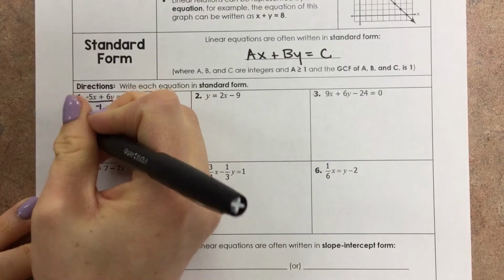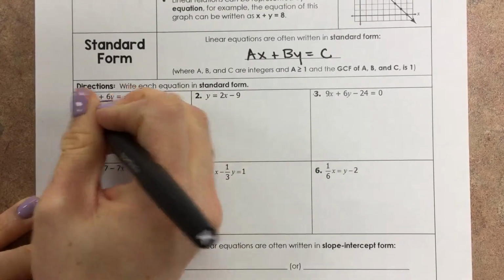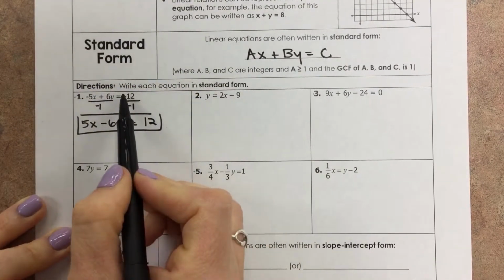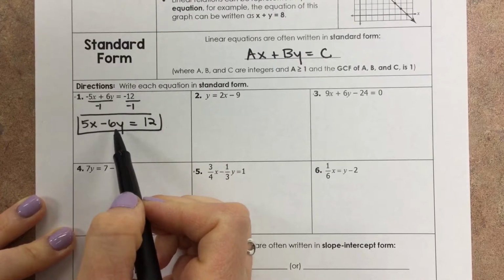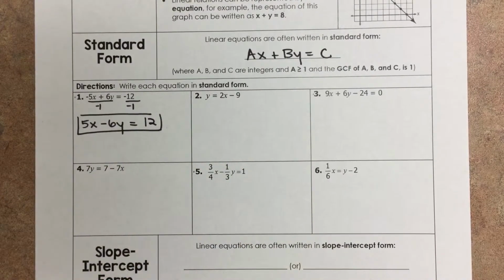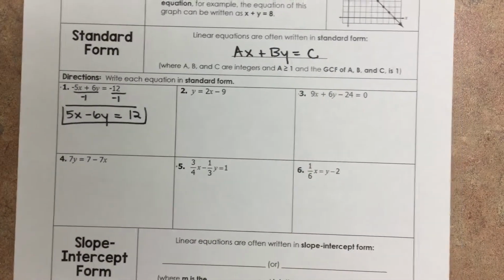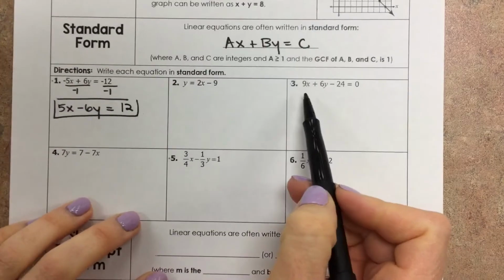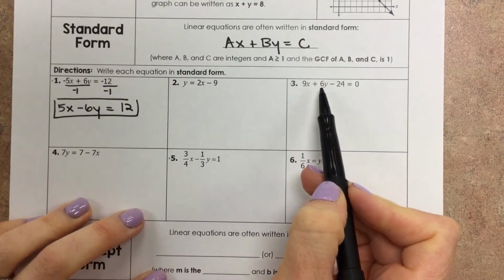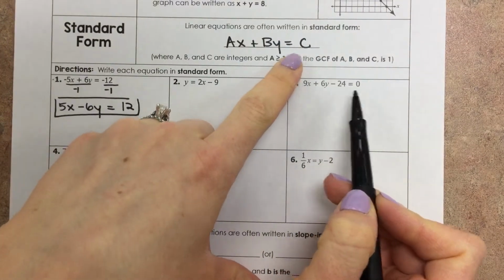The reason that we have all these rules is because there needs to be one right answer. We can't have this be the right answer and this be the right answer. So as long as we're following all the rules, everyone should come up with the exact same equation at the end. So that's one example. Let's look at number 3 as another example. So start with the order. So the order is we want the x, the y, the equal sign, and then the constant.